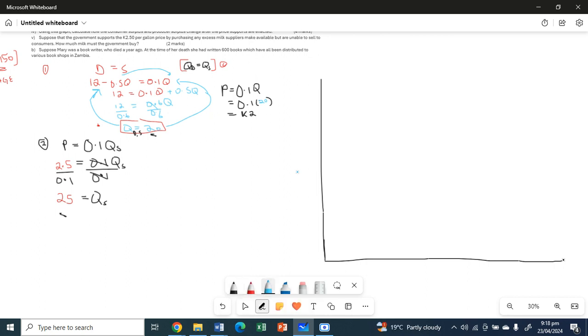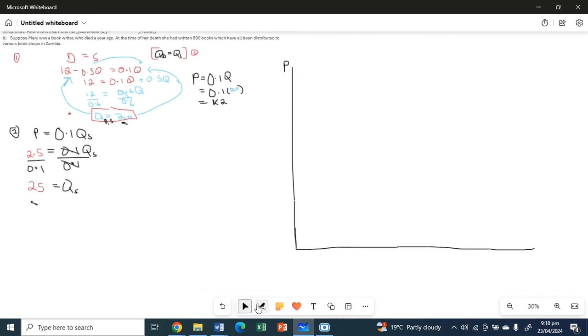Now, as I said, for the supply and demand functions, you need to get the y-intercepts. Why do you need the y-intercepts? Because you have to know where the graph is starting from. If you don't know where the graph is starting from, you're going to put the wrong information. All right, so we need to get the y-intercepts.